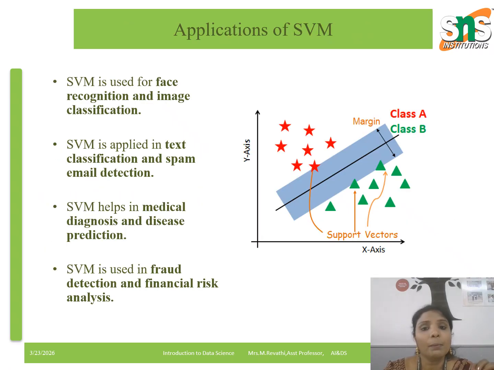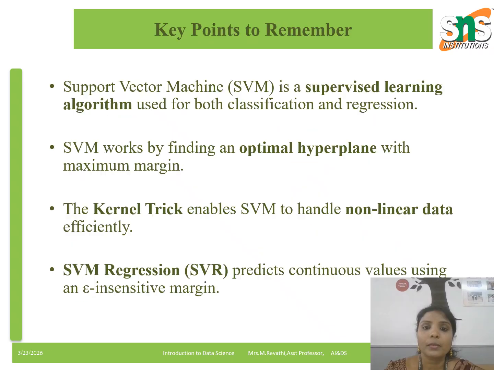Next, we see the applications of SVM, which is used in many real world applications. It is used for face recognition and image classification. It is used in text classification and spam email detection. In healthcare, it is used for disease prediction and medical diagnosis. In finance, it is used for fraud detection and risk analysis. So SVM is very useful in many fields.